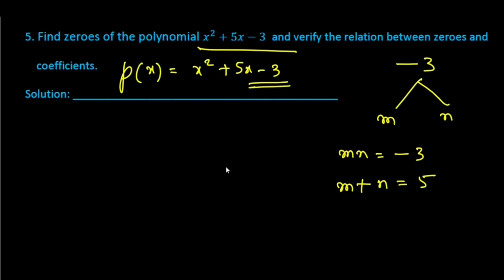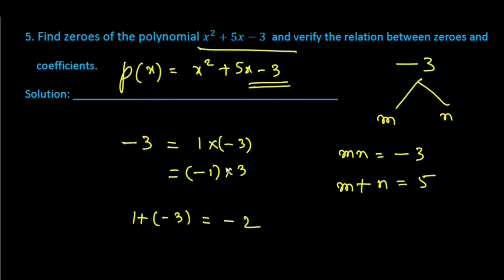What are the factors of 3? 1 and 3 only. So minus 3 can be written as 1 into minus 3 or minus 1 into 3. 1 plus minus 3 is minus 2. Minus 1 plus 3 is 2. The sum can be minus 2 or 2 only, but not 5. So it is not possible for us to find the factors.